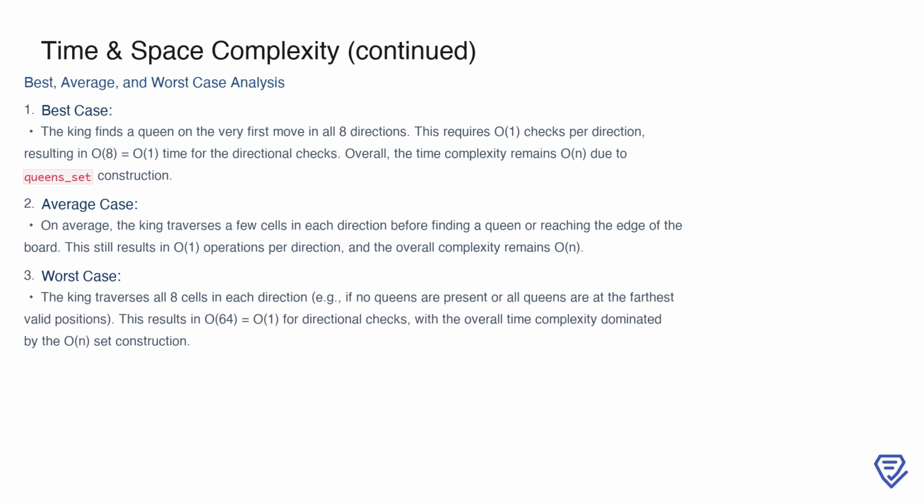The behavior of the algorithm can be broken down into best, average, and worst-case scenarios. In the best case, a queen is found on the very first move in each direction. This means the king performs only 1 check per direction, resulting in O(8) equals O(1) time for directional traversal. However, the overall time complexity still remains O(n) due to the set construction.